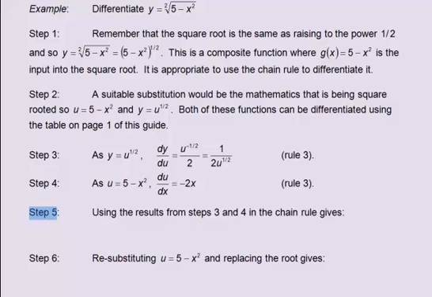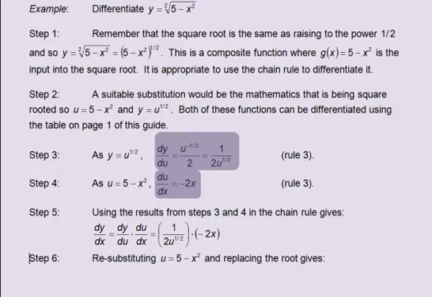Step 5. Using the results from steps 3 and 4 in the chain rule gives dy by dx equals dy by du from step 3 multiplied by du by dx from step 4. This equals 1 divided by 2 u to the half multiplied by minus 2 multiplied by x, which equals, after some algebra, minus x divided by u to the power a half.